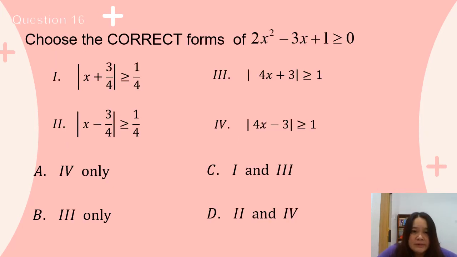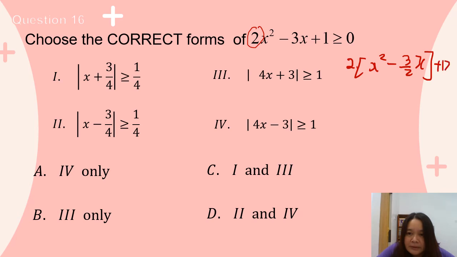Okay, so question 16, choose the correct form of this. This one you have to do completing the square. Then you will convert the square root form into the absolute form. Since we have the coefficient of 2 in the term x squared, we have to factorize first. x squared minus 3 over 2x plus 1 greater or equal than 0. Then only we complete the square.